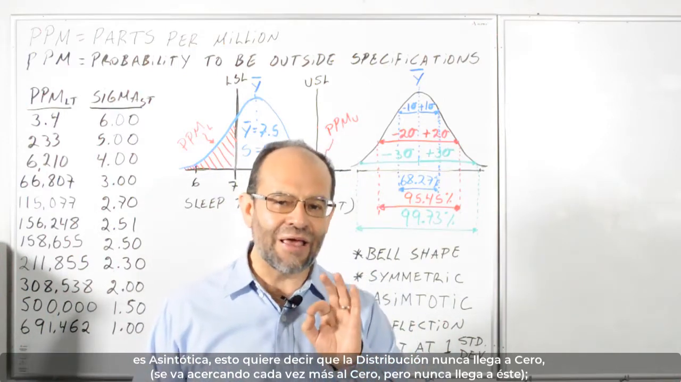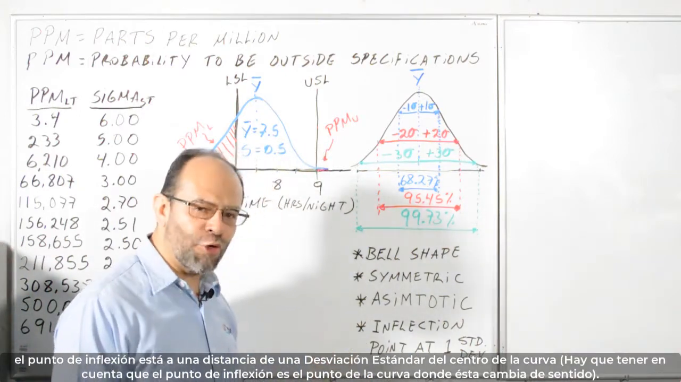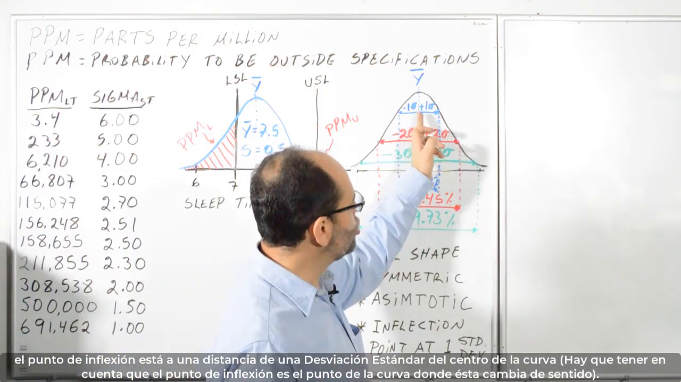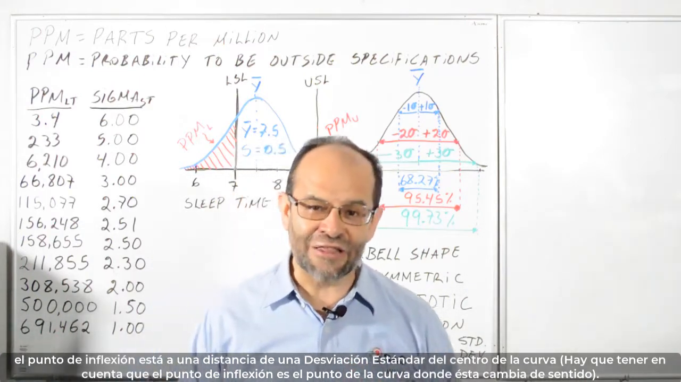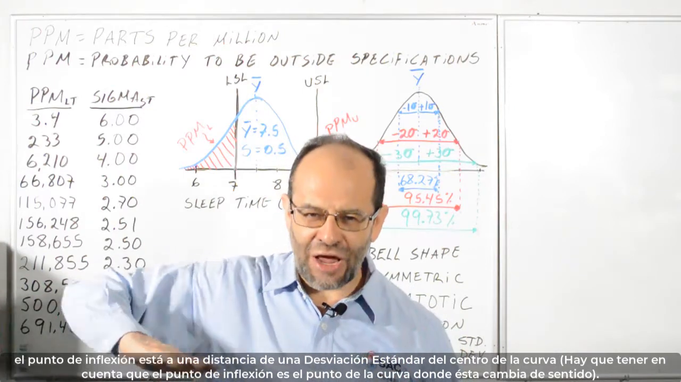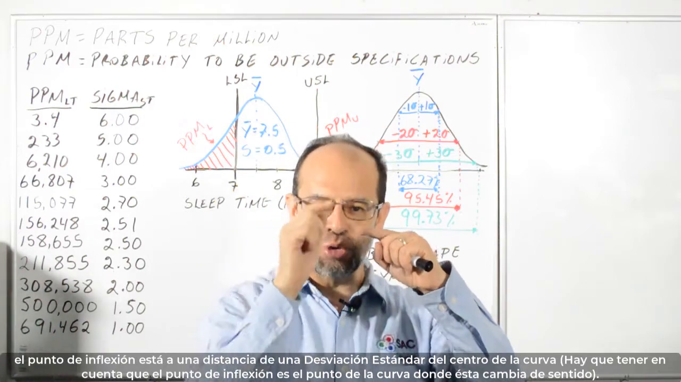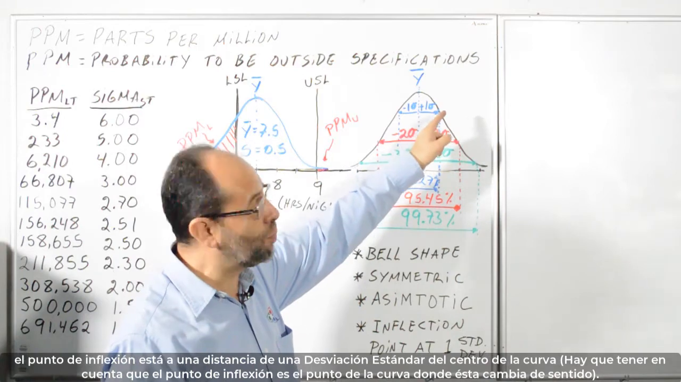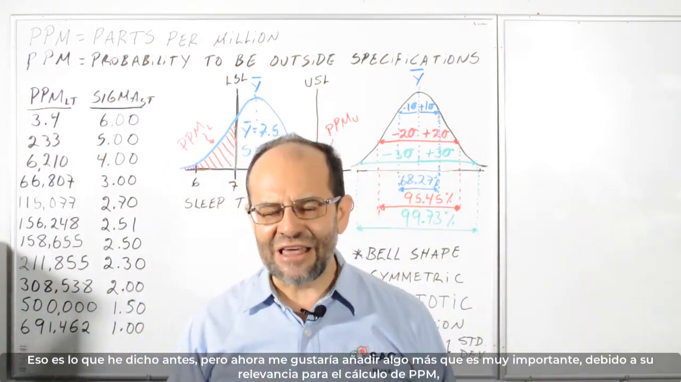There always will be the probability of having something. And the inflection point is at 1 standard deviation. Basically, from the center to the inflection point of the curve, we are having 1 standard deviation. Keep in mind that the inflection point of the curve is where the direction changes. So you are having a distribution like this one, and then it changes the direction. The point where it changes the direction is known as inflection point, and that distance is 1 standard deviation. Well, that's what I have said before.